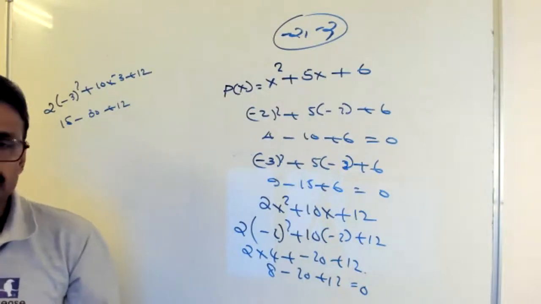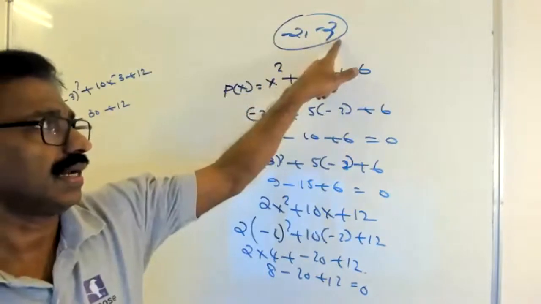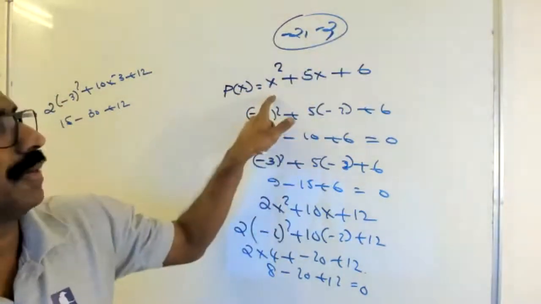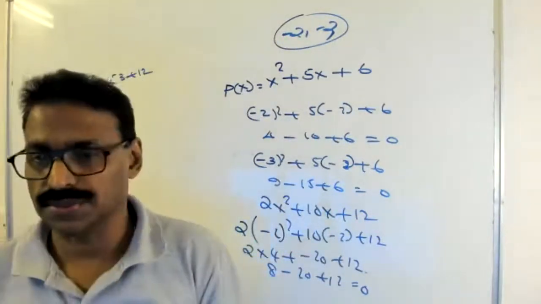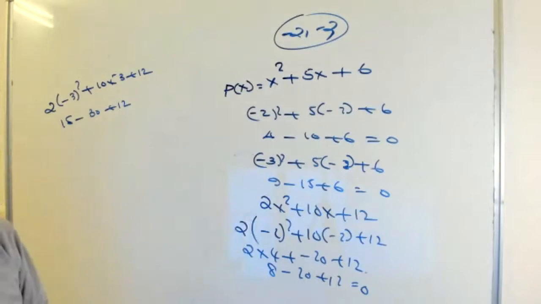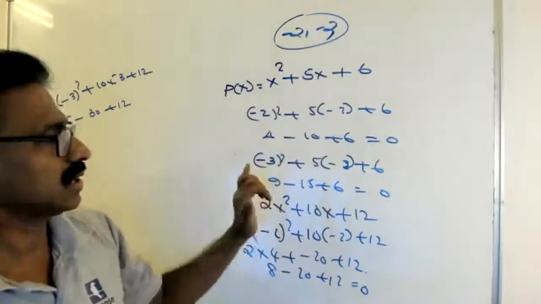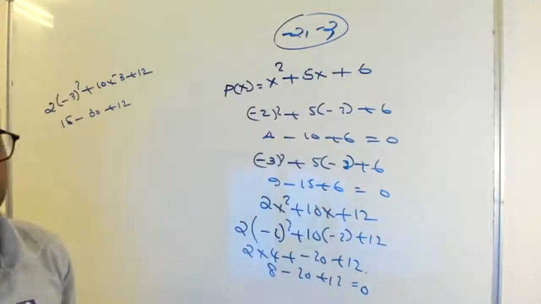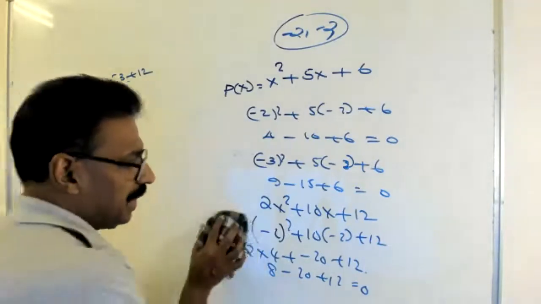Right? So that means minus 2 and minus 3 are the zeros of x square plus 5x plus 6 and 2x square plus 10x plus 12 also. Correct or no? So we got two polynomials now. With minus 2 and minus 3, we got x square plus 5x plus 6 and 2x square plus 10x plus 12 also.